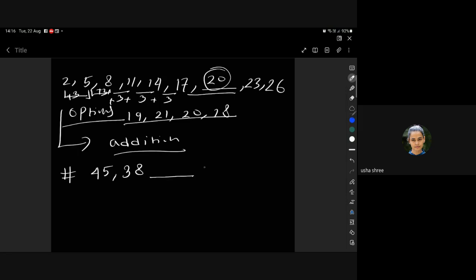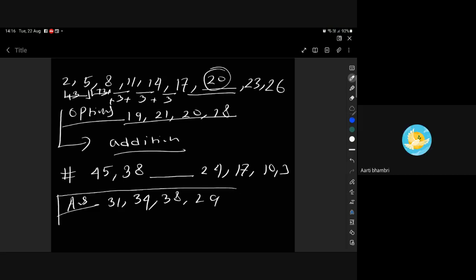45, then 38, then 24, then 17, and then 10, then 3. Options are 31, 34, then 38, then 29. 31. 31. Because of 7 between the numbers. This is the series of subtraction. By how much? 7. By 7, they are getting subtracted.